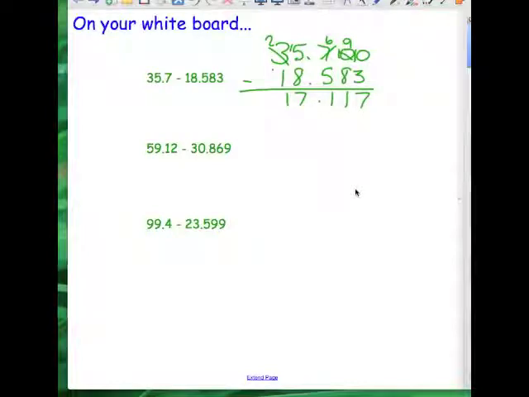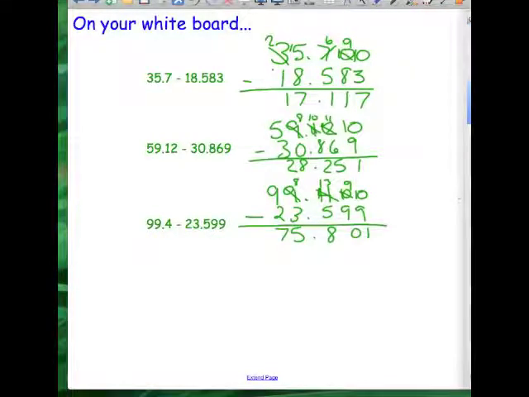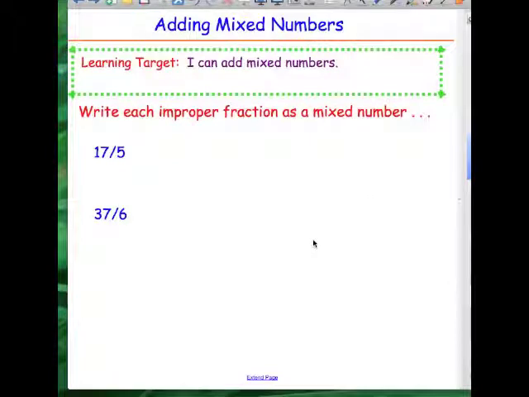Alright 5M, you're back. Here are your answers to that. Go ahead and check this over. If you miss any, raise your hand and we'll come around and help you. Today our learning target is I can add mixed numbers. One more warm-up, I would like you guys to write each improper fraction as a mixed number.